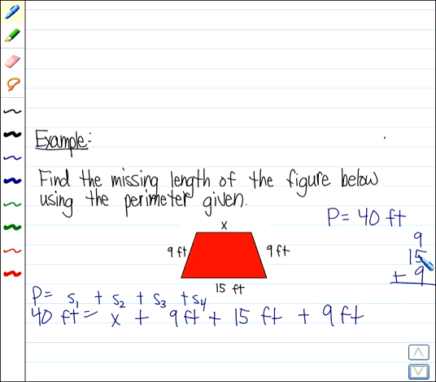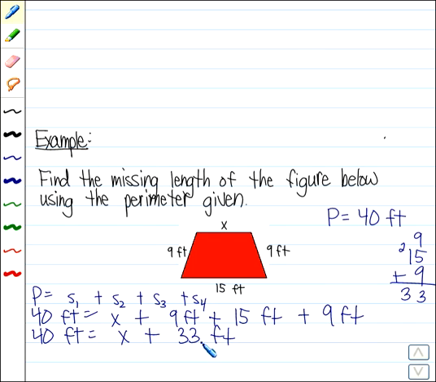So 9 plus 5 we know is 14. 14 plus 9 is going to give us 23. So 3, carry the 2, and 2 plus 1 is 3. So we have 33 feet. So if we simplify this, we still have 40 feet here equals x plus 33 feet. So we need to figure out 33 plus what is going to give us 40. Go ahead and do that and click continue when you're ready to check your answer.